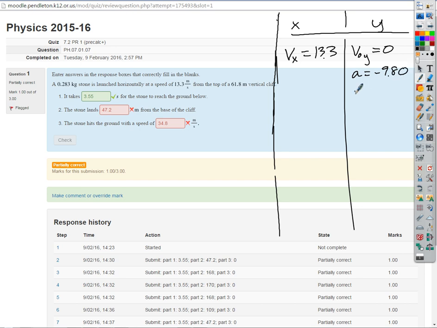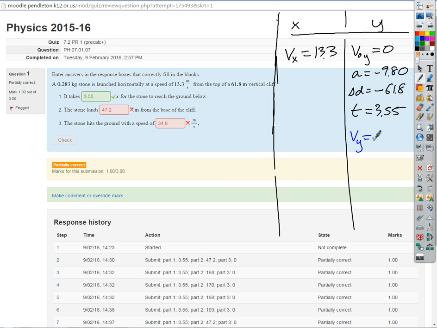We found the displacement, so we know displacement is negative 61.8. We found time, and it equaled 3.55. But really what we're trying to find for the last part is V final. So let's find that.